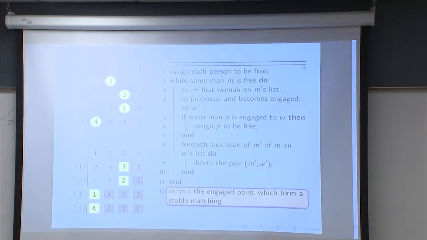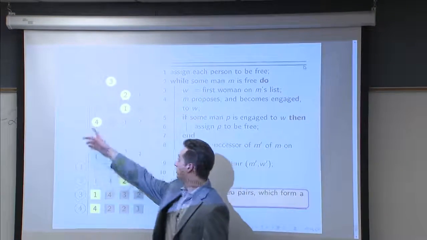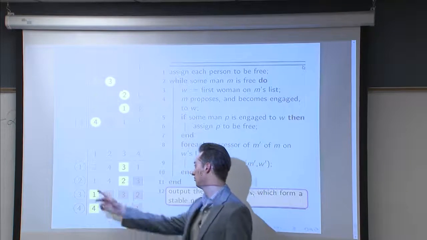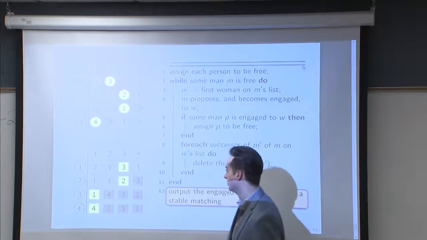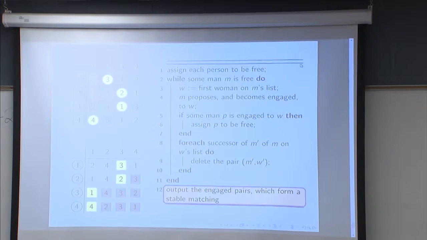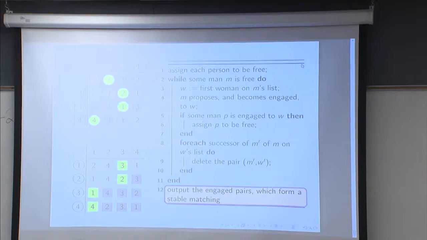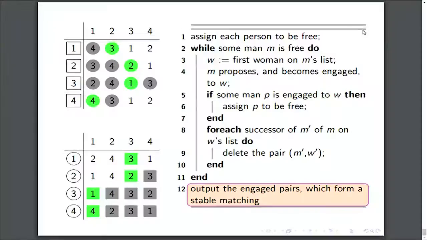So man number 3 does his proposal to woman number 1, and woman number 1 gets a proposal. And we now have all of our temporary matches created, which now form what we hope to be, if we didn't mess up, a stable marriage.